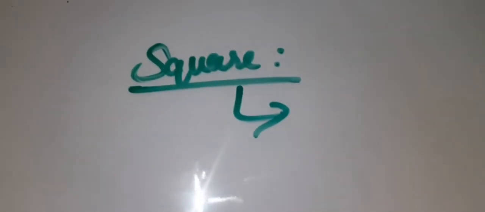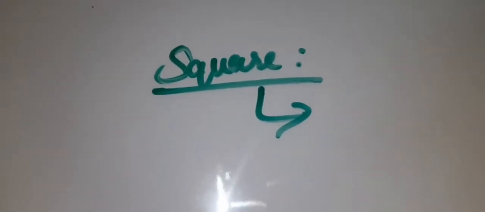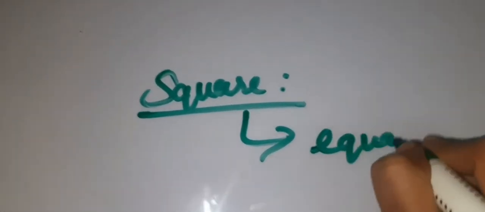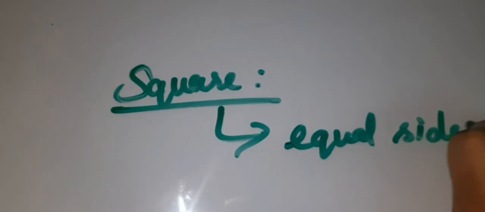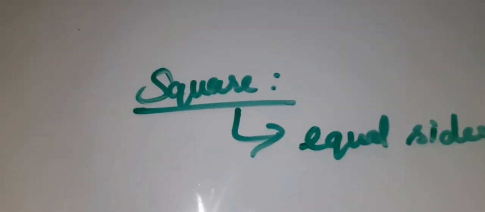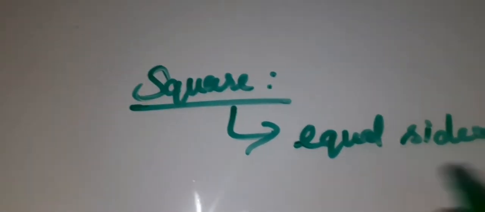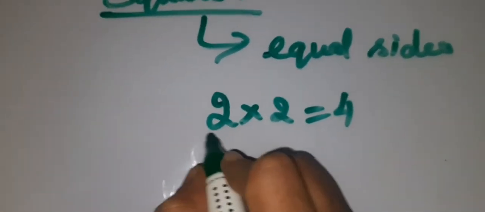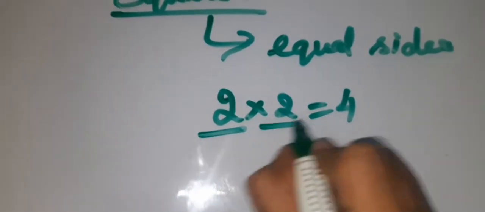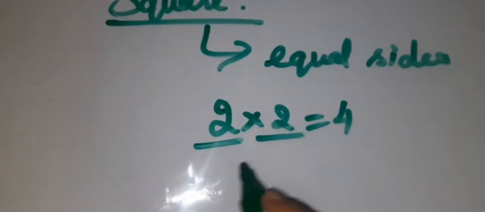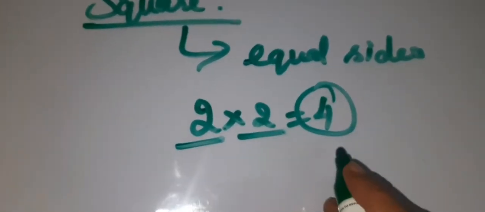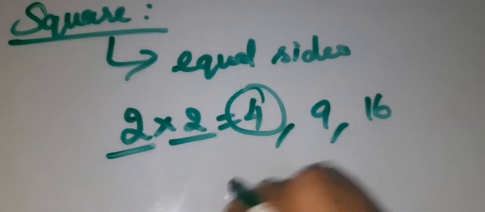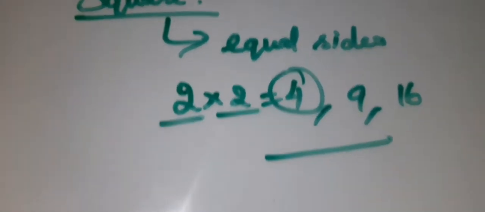The first thing you have to keep in mind is the square has equal sides. Choose the number whose both multiplicands are the same. For example, 2 times 2 is 4. So the first multiplicand and the second multiplicand are the same, which gives you the product 4. Numbers like 4, 9, 16 can be used to represent square.